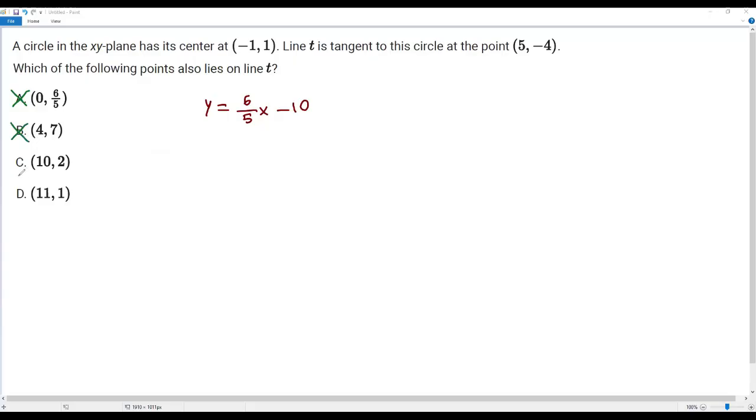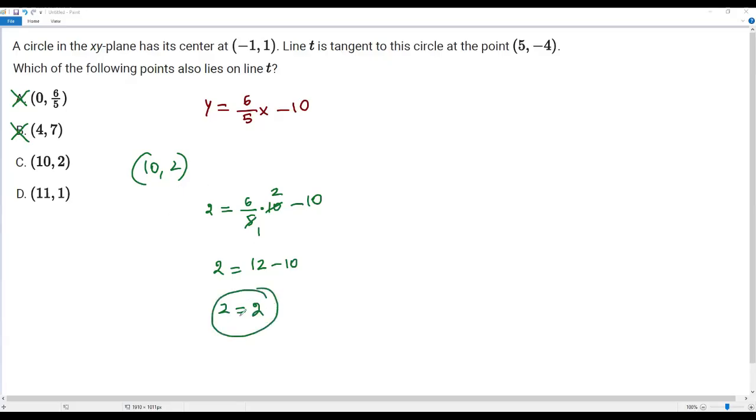Now we can consider the point in answer choice C, that is 10, 2. Let me write it. Now I'm going to plug in the x coordinate 10 for x and y coordinate 2 for y. Then I'm getting 2 equals 6 over 5 times 10, negative 10. Here 5 goes into 5 one time and 5 goes into 10 two times. So 2 equals 6 times 2 is 12, 12 minus 10. So we get 2 equals 2. Okay, so here it's a true statement because 2 and 2 are equal. So the point in answer choice C satisfies the equation of line T. Clearly the point 10, 2 lies on line T. So C is the correct answer choice.